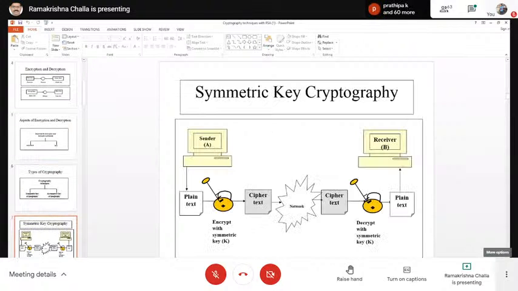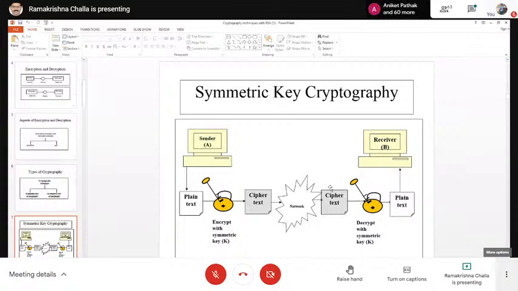So symmetric key cryptography is very simple. You can see here, there is a sender A and a receiver B. The sender wants to send this plain text, and it uses an encryption technique with symmetric key K, and produces a ciphertext. This is traveled over the network, because sender and receiver are separated by a geographical distance.